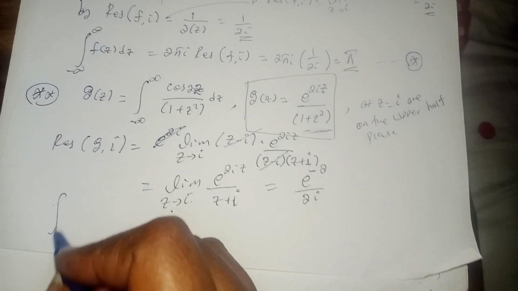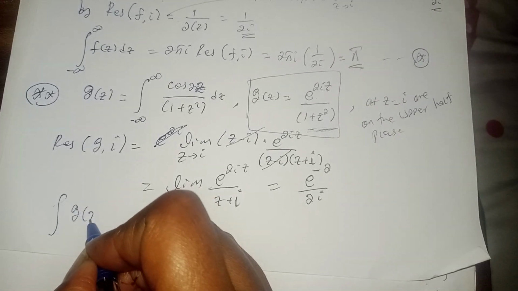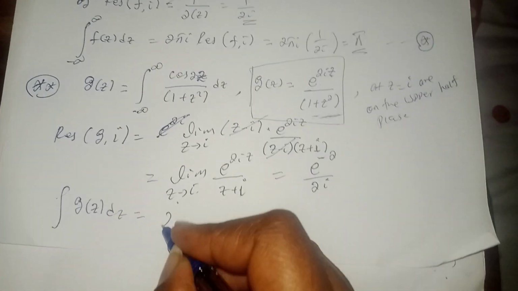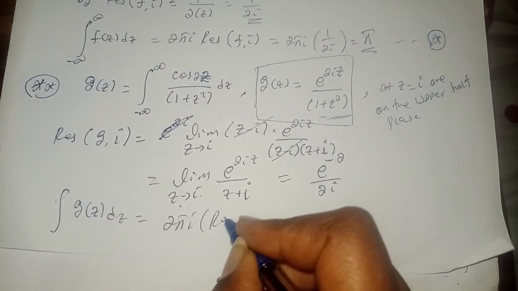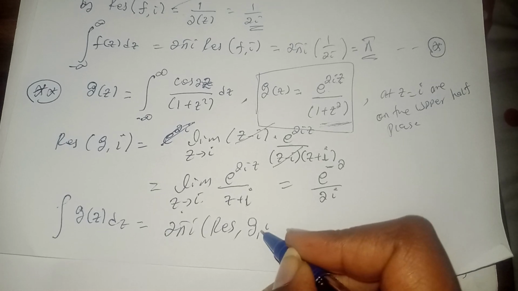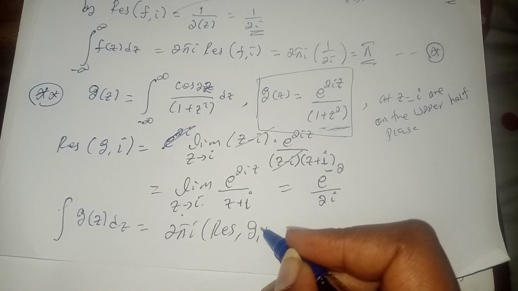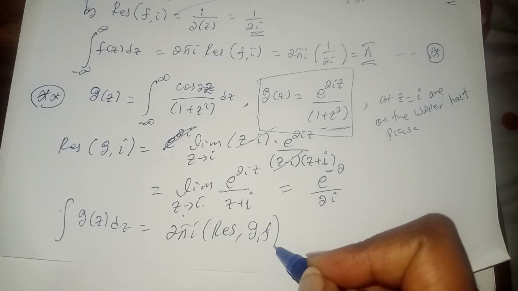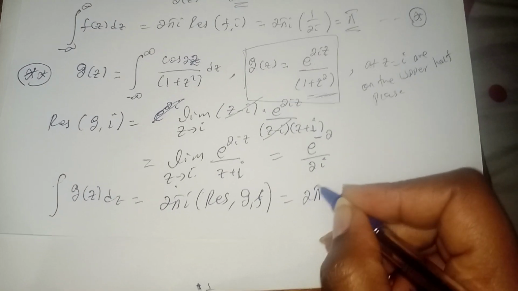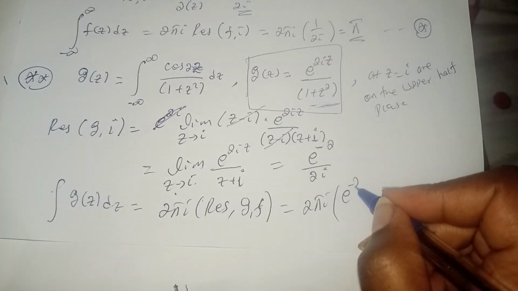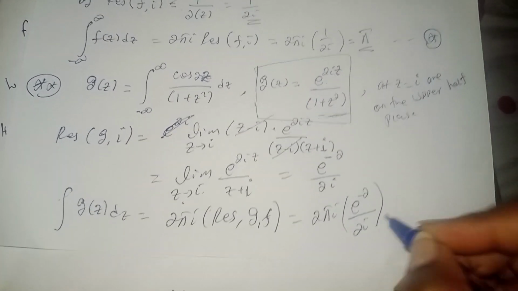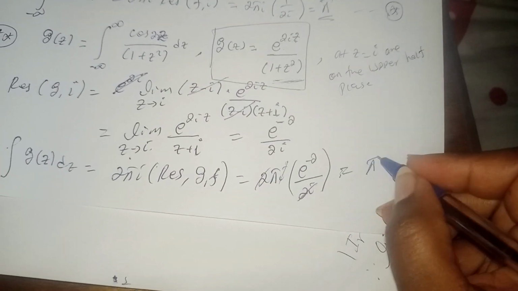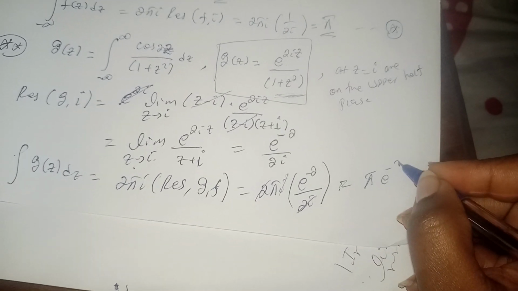So what we have, the integral of g of z dz becomes 2 pi i times the residue of g at i. This becomes 2 pi i times e raised to minus 2 over 2i. So 2i cancelled by 2i here, so we have pi e raised to minus 2 left.